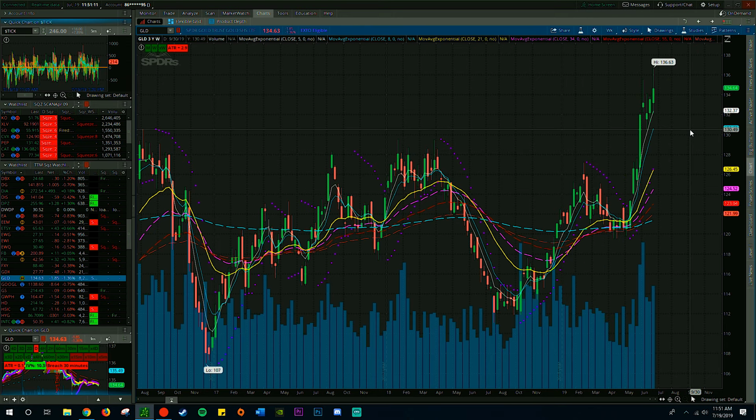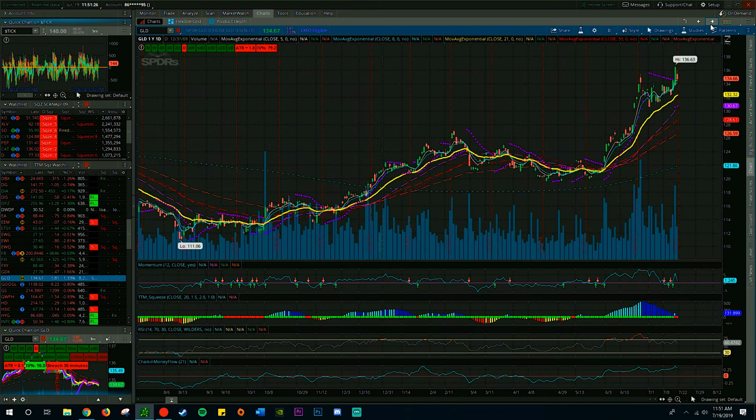This little push or sprint up higher could consolidate around the 135, 136 level, kind of form a base, and then kick higher from that point on. It'd be interesting to see what happens from this point.